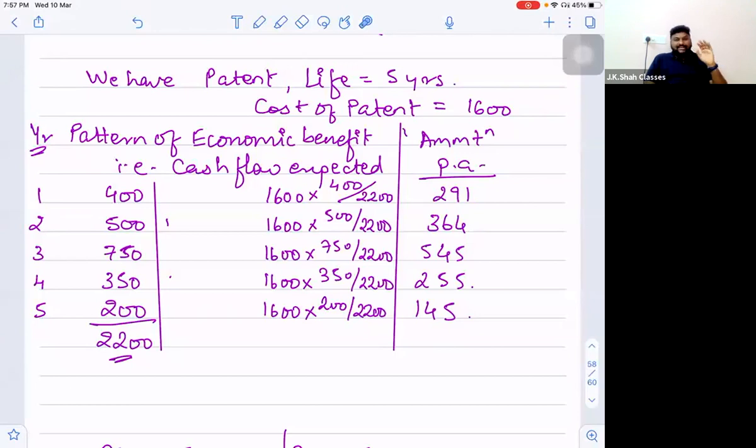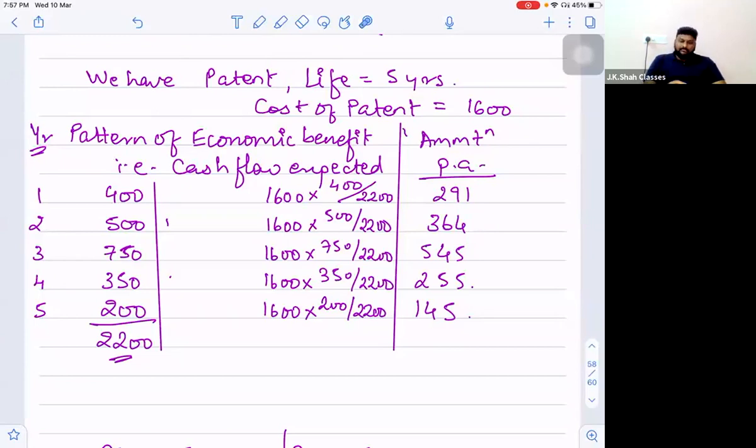Then second year you are expecting 500 rupees earning. So 1600 multiplied by 500 divided by total expected 2,200. Answer gets 364 rupees. And so on we have calculated for all the 5 years. Right, this is called amortizing using the pattern of economic benefit.